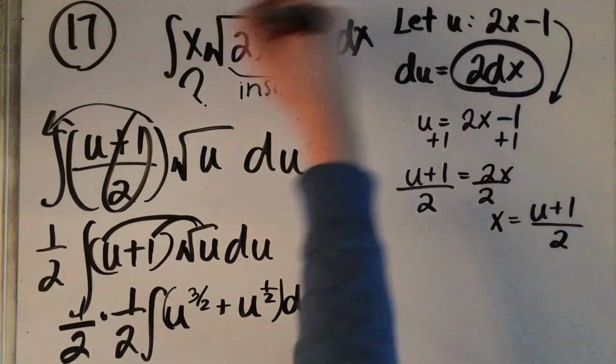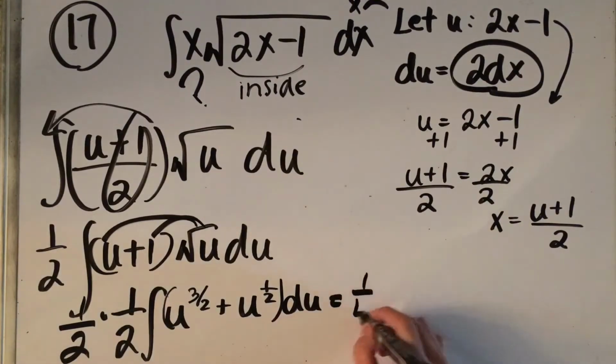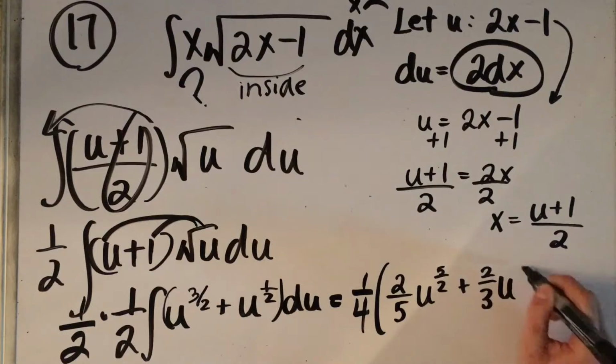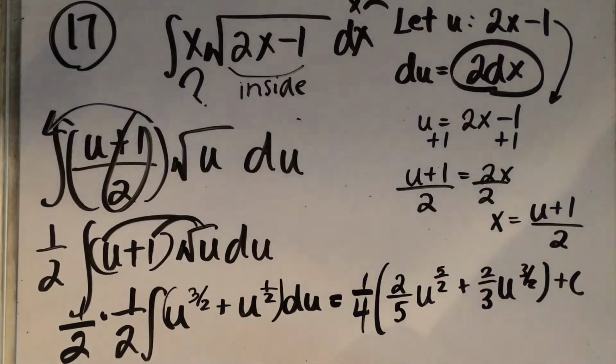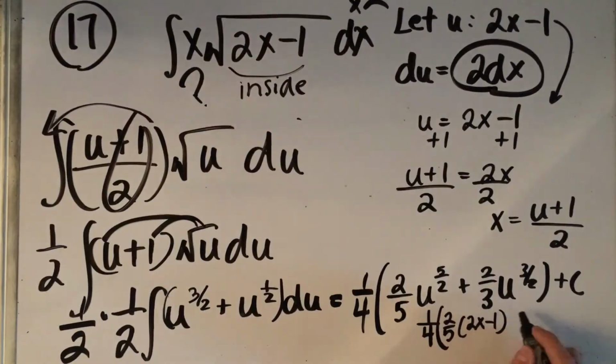Once we have our du, we can replace our 2 dx with our du and integrate normally in terms of u using the power rule. And once we have done that, we just replace our u with our 2x minus 1, add a c, and we have our answer.